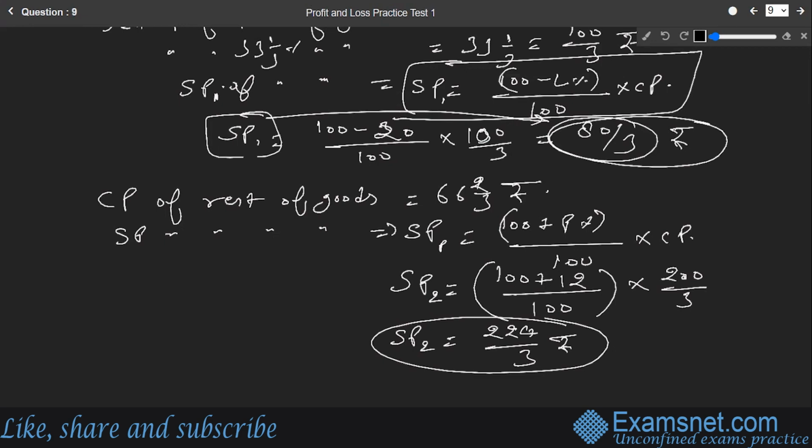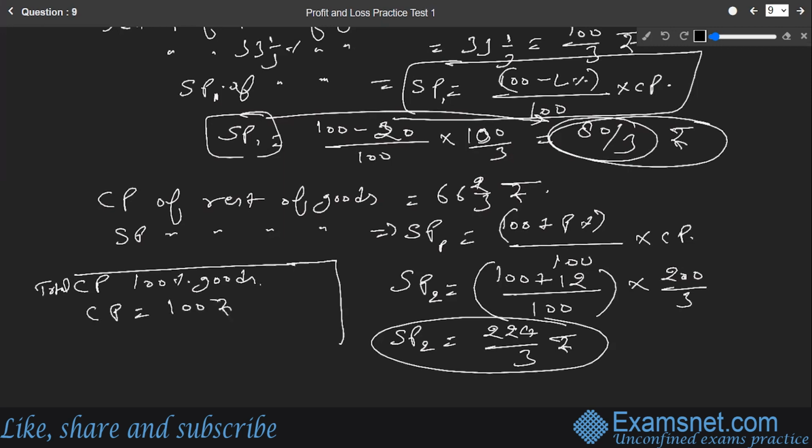Now, how much is the total profit that has occurred? The total cost price should be how much? We said that 1% of cost price is 1 rupee. So there are 100% goods in total. The cost price of the total 100% goods would have been rupees 100, as simple as that, because 1% goods cost price was 1 rupee. So 100% goods cost price would be 100 rupees.